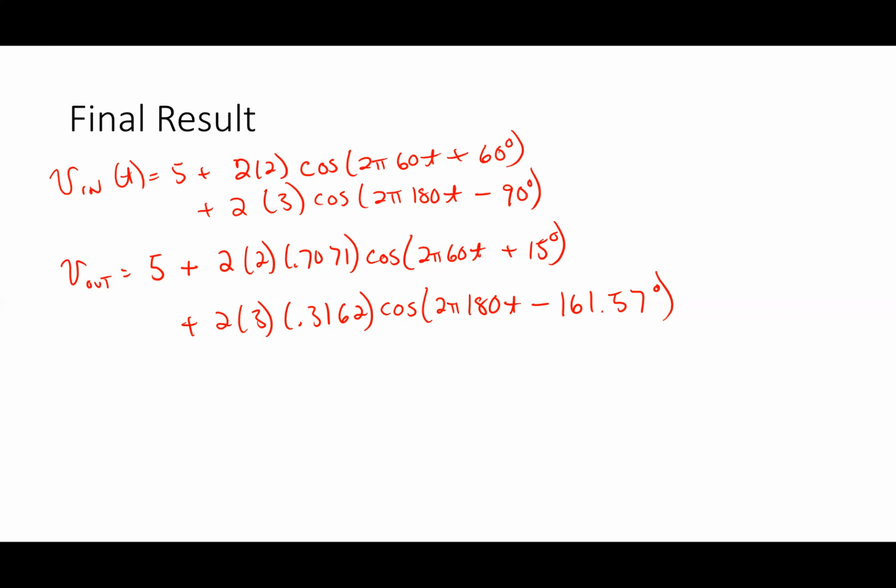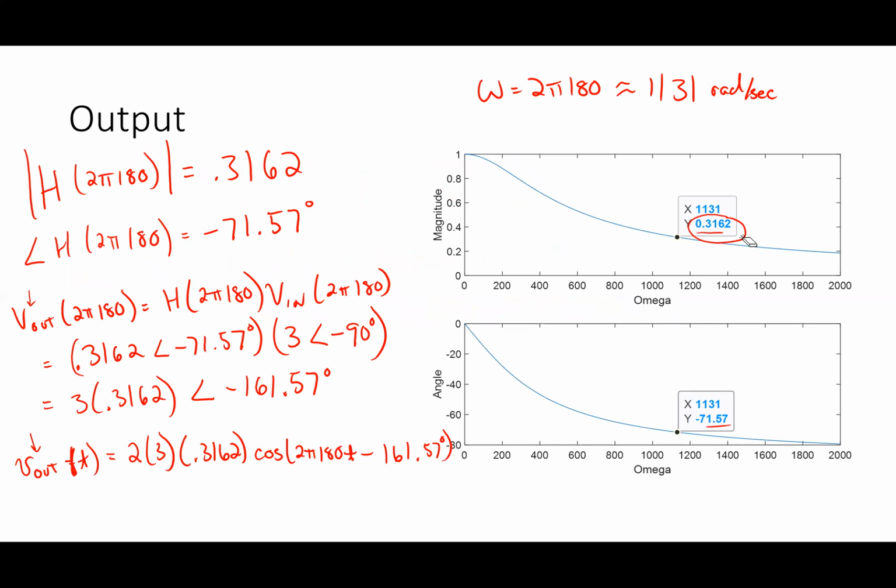Okay, so the important thing is, if you compare like to like, the 60 hertz term to the 60 hertz term, the output term is smaller by about 70%. And in the case of 180 hertz, the output is smaller by about 31%. That's an important result. I can see it clearly when I look at the transfer function as a function of frequency. As the frequencies of my inputs go higher and higher, the magnitude of the output gets smaller and smaller, and the phase shift tends towards negative 90 degrees.